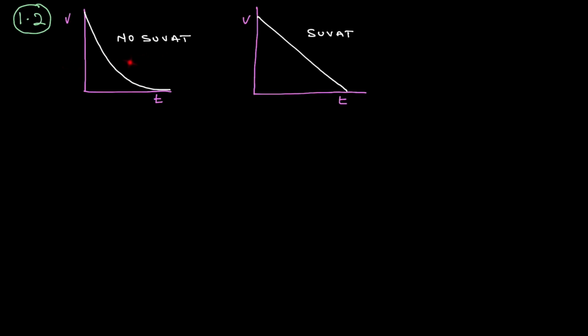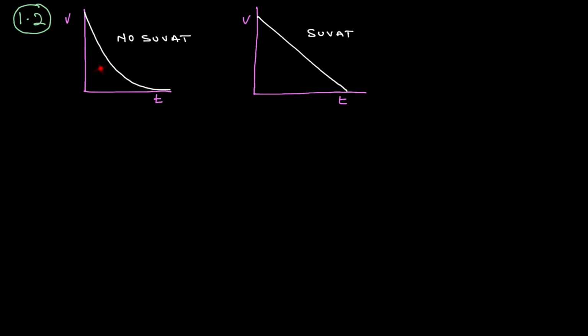Question 1.2 says we should deduce whether a lane of length 85 meters is long enough to stop the vehicle, assuming that the engineer's graph is correct. We cannot use SUVAT for a variable acceleration velocity-time graph, but we can use SUVAT for a constant acceleration or deceleration graph. So this one is good for SUVAT, that's not good for SUVAT.